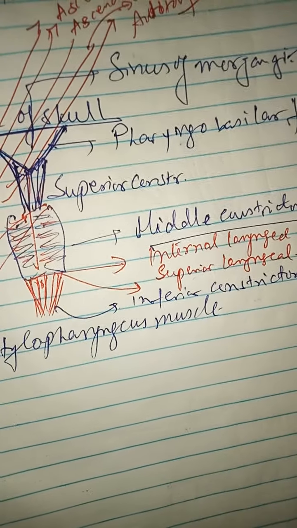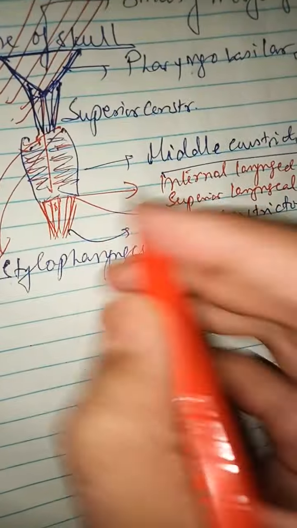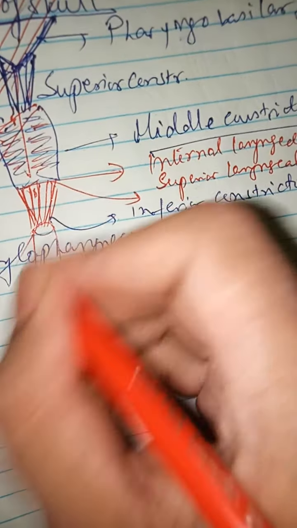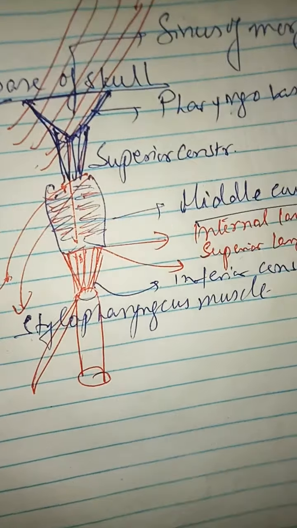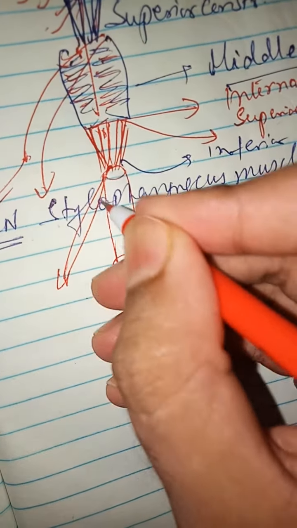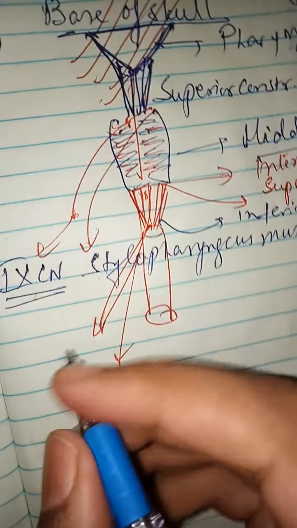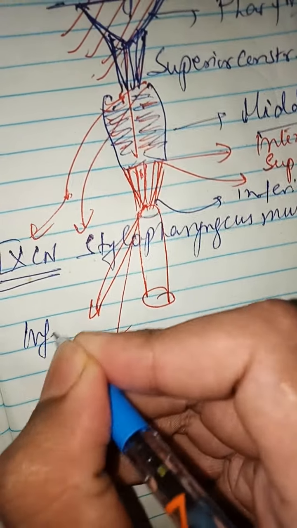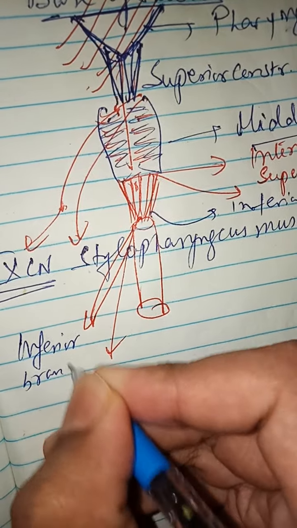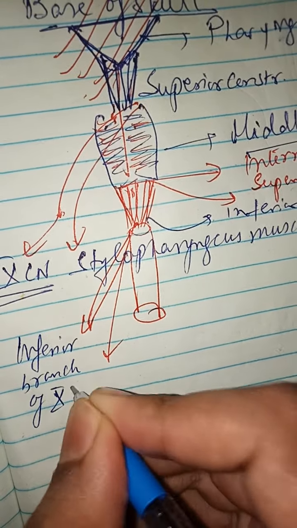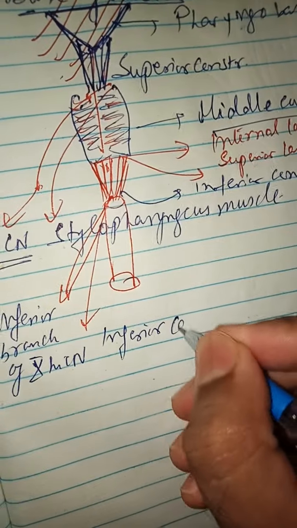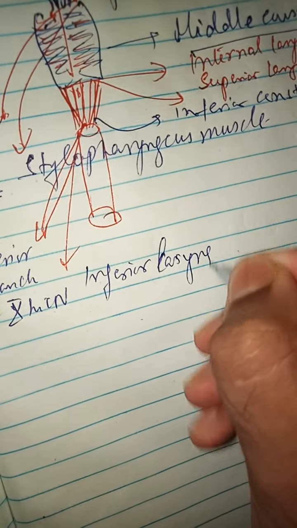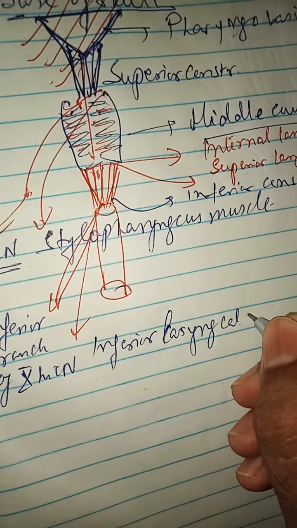From here the esophagus starts. The structures present between the inferior constrictor and the esophagus are two things: the inferior laryngeal branch of the vagus, the 10th cranial nerve, and the inferior laryngeal vessels.